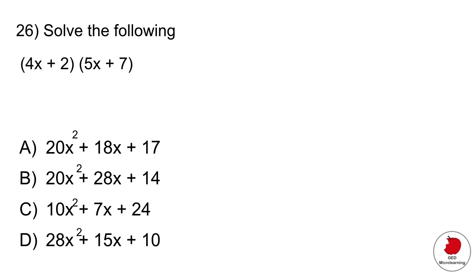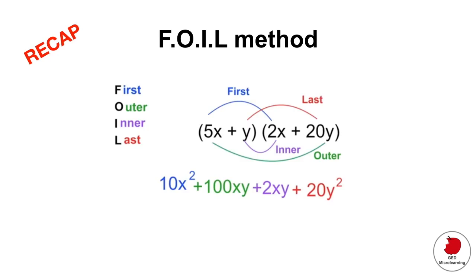Remember that when you multiply polynomials like this, we follow the FOIL method. FOIL is just an acronym that stands for first, outer, inner, last. Meaning that you multiply the first terms in each of those brackets, then the outer terms of both brackets, the inner terms, and then the last.